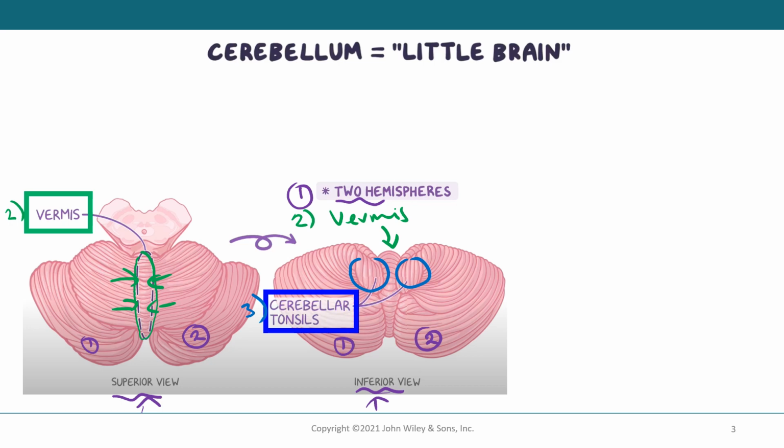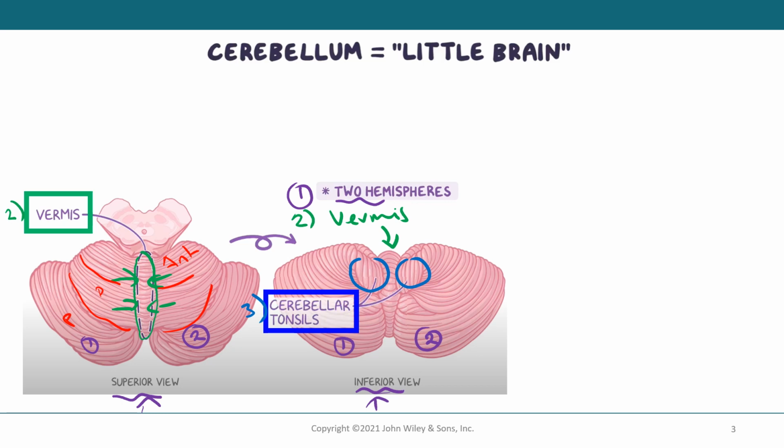Finally, there are many more structures in your textbook. For example, they describe here that there are anterior lobes, and here you can see the posterior lobes, and you can also see them from the inferior view.